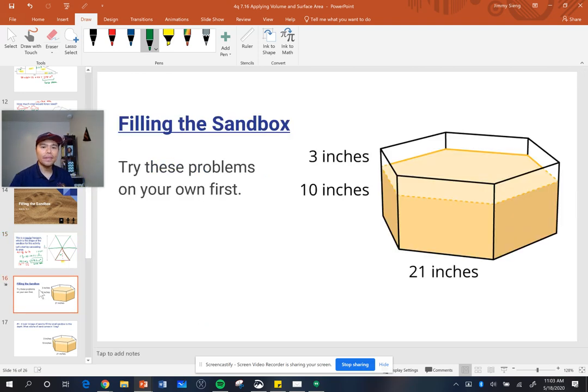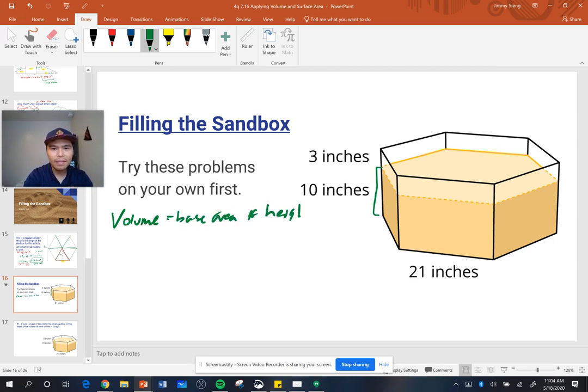So now I gotta fill the sandbox up. Looks like I'm filling it all the way up to 10 inches, right? Again, this looks like a prism to me, but I have here 10 inches is getting filled up, and then we have that remainder 3 inches left over. So if I'm filling a sandbox, remember if I'm filling something in, is that surface area or volume? If you said volume, you are correct. And this is equal to our base area times my height. So I found the base area to be 1146.6.